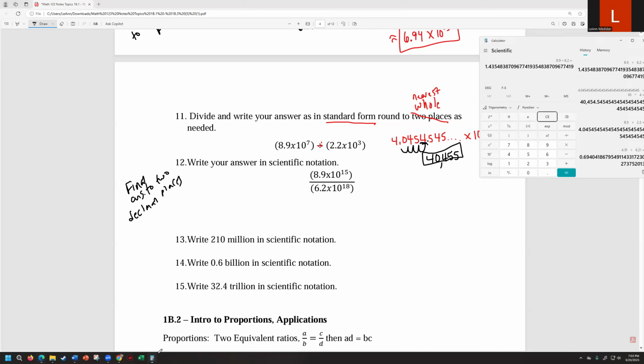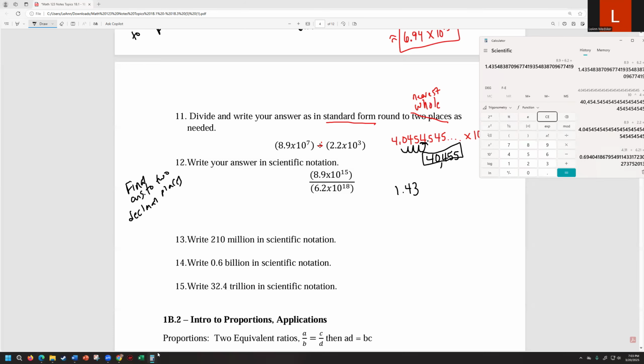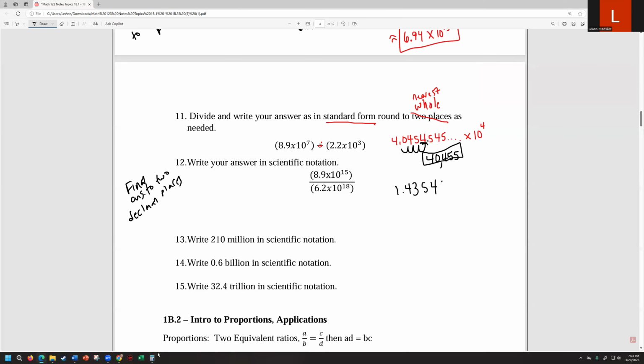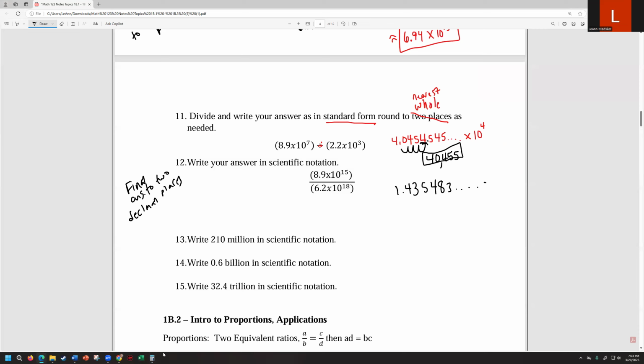Okay, so I'm gonna write this out to, like I said, about 6 places or more because I don't want to round until the very, very end. So this is 1.43548, and then a 3, then an 8, 7, but we don't need that much. And then we're going to get our power. So 15 minus 18 would be 10 to the negative 3.